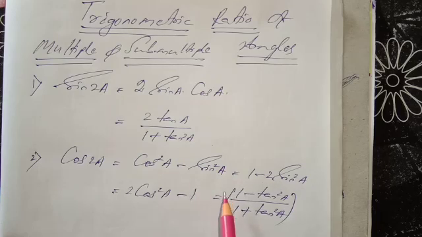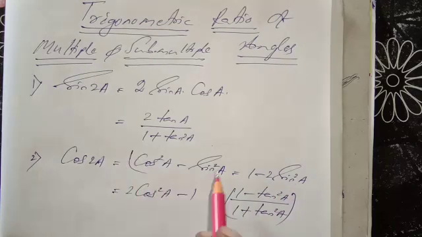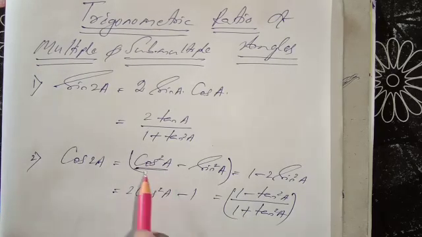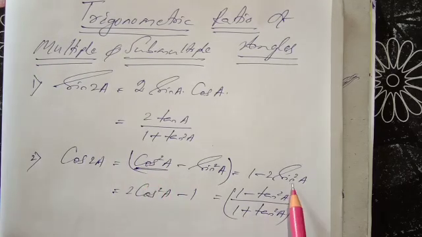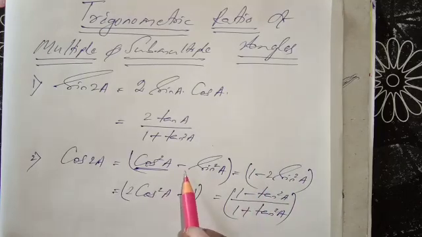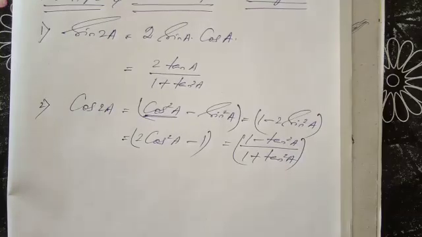The cos 2a main formula is cos square a minus sin square a. If I replace cos square a by 1 minus sin square a, that will be 1 minus 2 sin square a. If I replace sin square a by 1 minus cos square a, then we will get 2 cos square a minus 1. There are three formulas. The main formula is cos square a minus sin square a, and in terms of tan, that is 1 minus tan square a by 1 plus tan square a. This is the cos 2a formula.